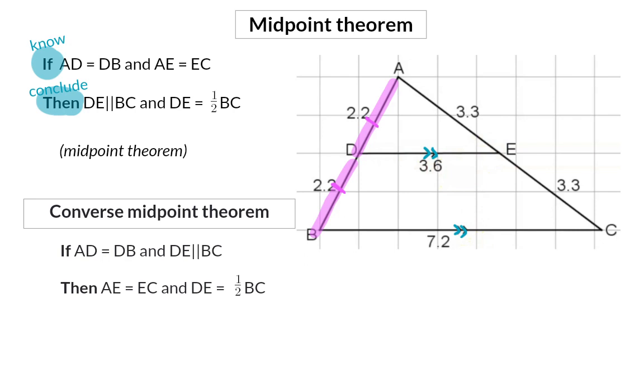then I can accept that this line is connected to the midpoint of my third side of the triangle, meaning that AE will also be the same length as EC. And I can then still accept that DE will be half of BC. So when I conclude that AE is equal to EC, my reason will be converse midpoint theorem.